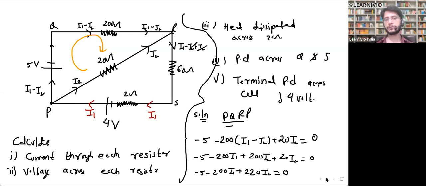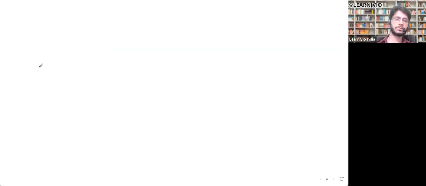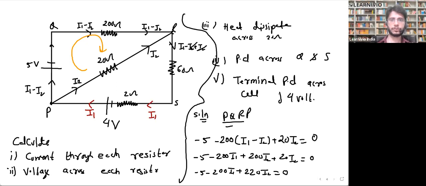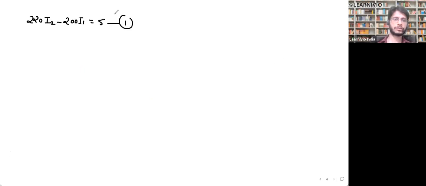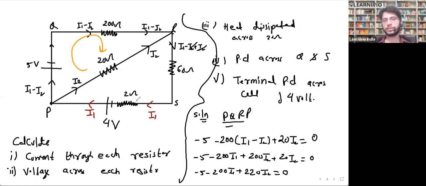So we can take this minus 5 to the right hand side, and we're left with 220 I2 minus 200 I1 is equal to 5. That is equation number 1. Sir, while writing these equations, will we consider the internal resistance? Yes, we will consider internal resistance. We'll consider this internal resistance as a normal resistor. Okay, sir.